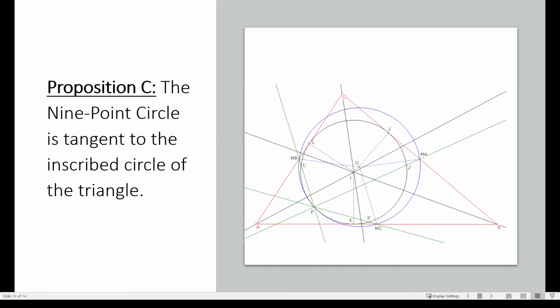Then notice that the line segment IJ prime is parallel to OMA. And similarly, IK prime is parallel to OMC, and OMB is parallel to IL prime. Then if you create a line that passes through the midpoints and the reflected points, as in MA, J prime, and a line that passes through MC, K prime, and a line that passes through MB, L prime, those three lines are concurrent at one point. That point lies on the 9-point circle and on the incircle. Hence, the 9-point circle is tangent to the inscribed circle of the triangle ABC.